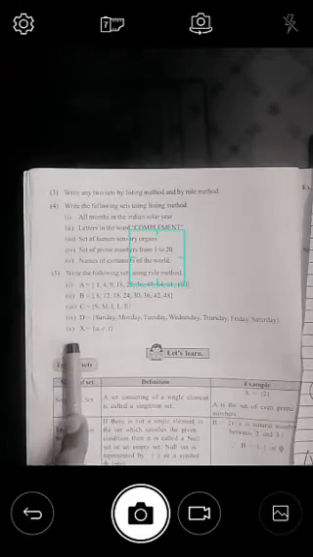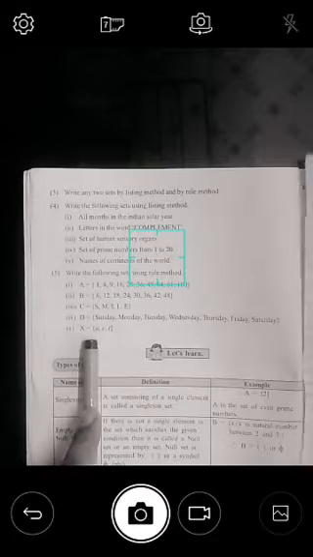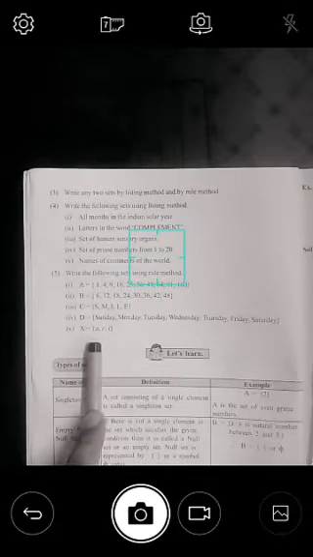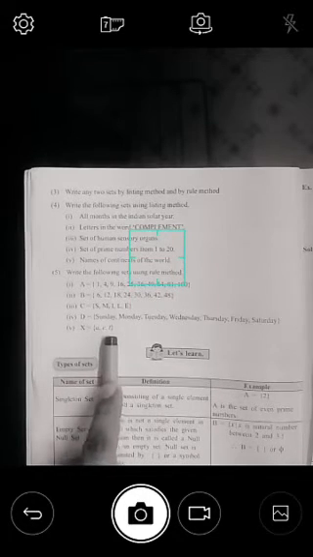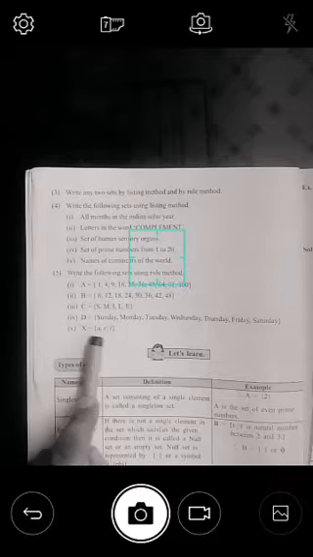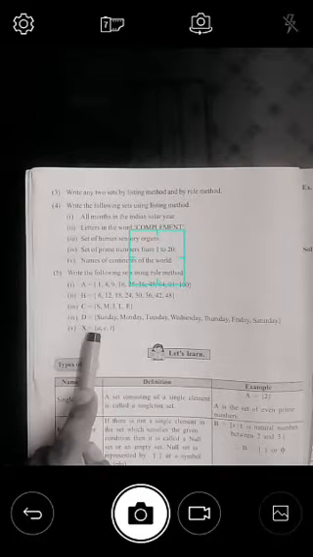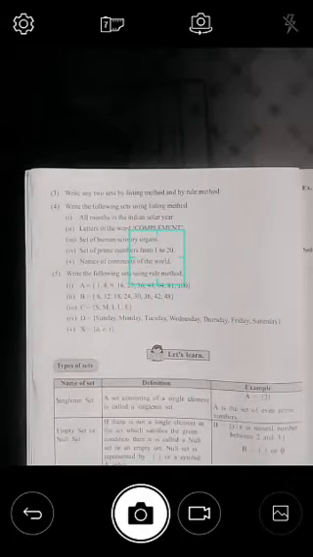And the fifth one, that is X is equal to a comma e comma t. So we have to write this in rule method. So we will write it as X is equal to y such that y is a letter in the word TEA, because TEA or EAT, there are two words. So you can write it as y is a letter in the word TEA or EAT.